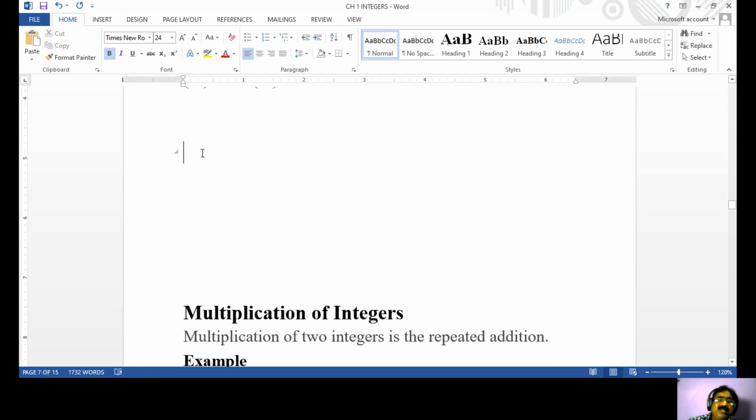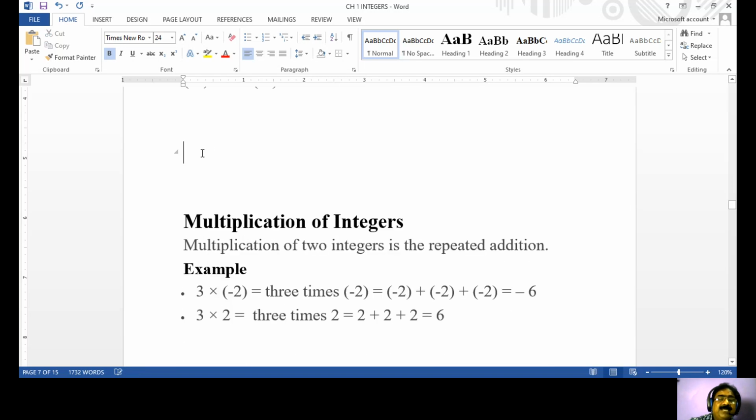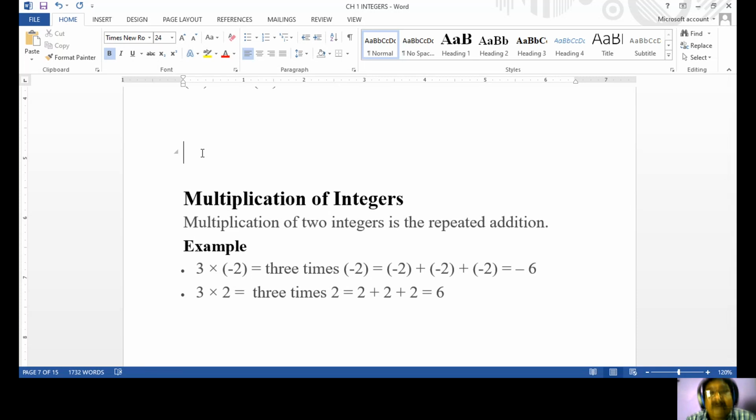Now, multiplication of integers. The multiplication of two integers is repeated addition. Suppose we want to multiply 3 into minus 2. It means 3 times minus 2, which is equal to minus 2 plus minus 2 plus minus 2, and it will be minus 6. Or 3 into 2 is equal to 3 times 2, which is 2 plus 2 plus 2, equal to 6.